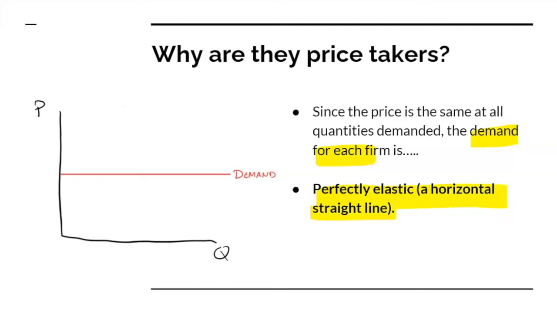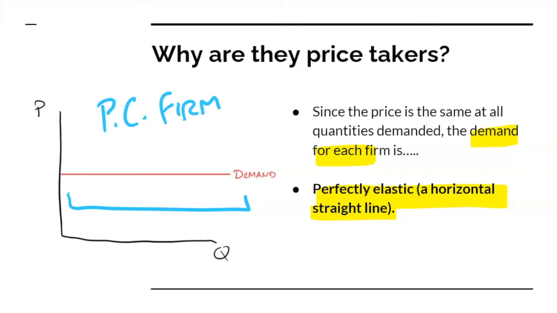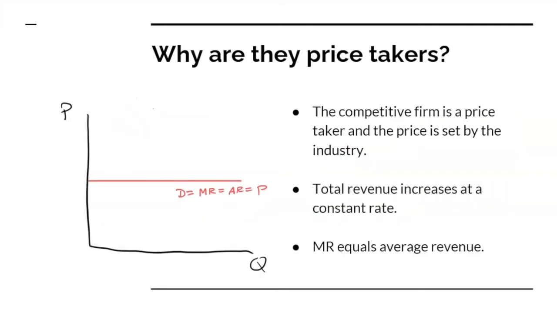So what you see on the screen right now is our demand curve for a perfectly competitive firm. For a perfectly competitive firm, the demand curve is perfectly horizontal because the price of each good that is sold is the same exact price. And so here, the competitive firm is a price taker. That's something we already talked about. The price is set by the industry, and the industry is the same thing as our market. Those two terms are interchangeable.